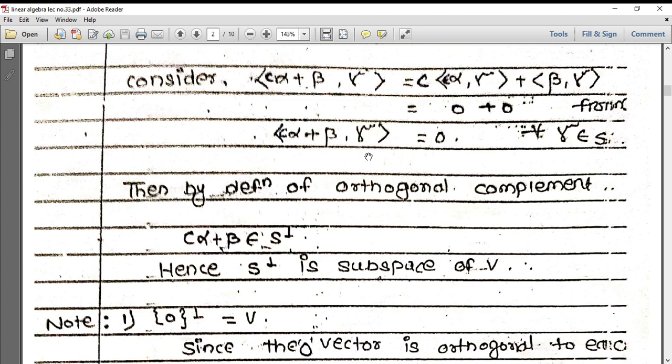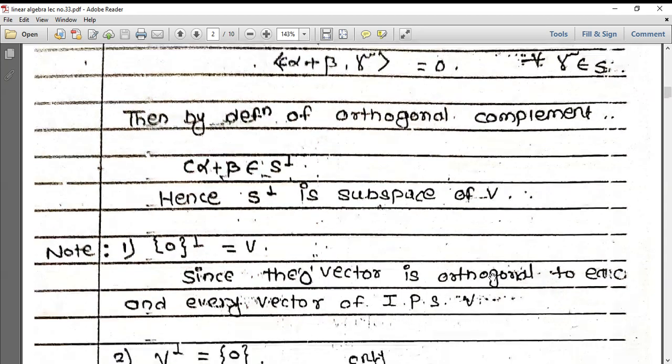Since the inner product of C alpha plus beta with gamma is equal to 0 for all gamma belonging to S, by the definition of orthogonal complement, C alpha plus beta belongs to S perp. Hence, for any alpha and beta belonging to S perp, we showed that C alpha plus beta belongs to S perp. Hence the condition of subspace is fulfilled. So S perp is a subspace of V, for any set S in V.